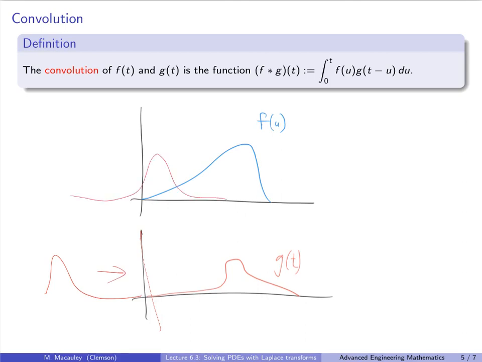Sorry, I'm drawing this really poorly. So this is g of t minus u. We're going to move it in that direction, and then we're going to integrate the area under the curve of this product. Okay, so that's hard to explain. Let me show you the animation.